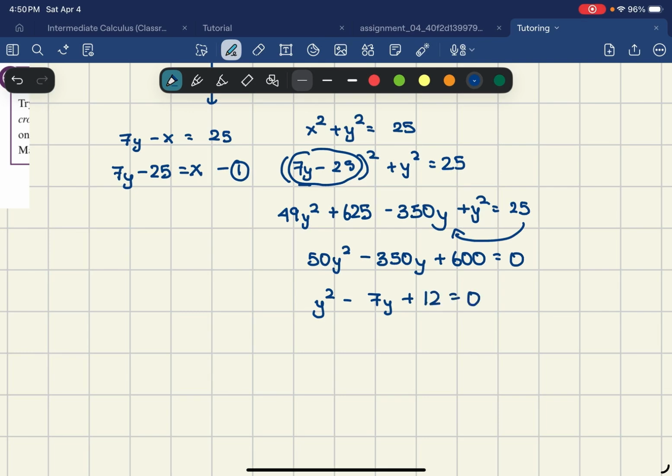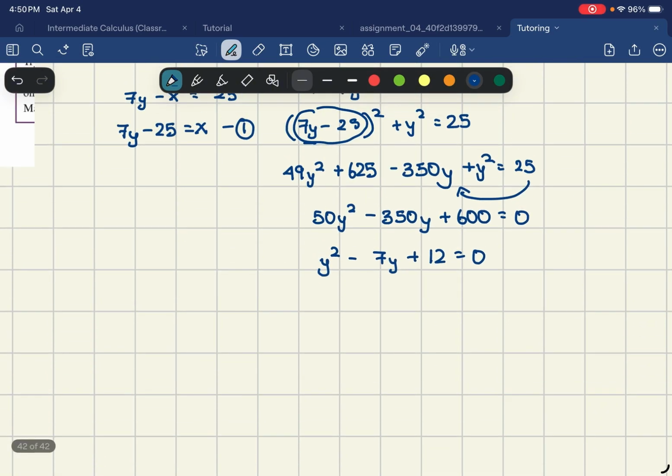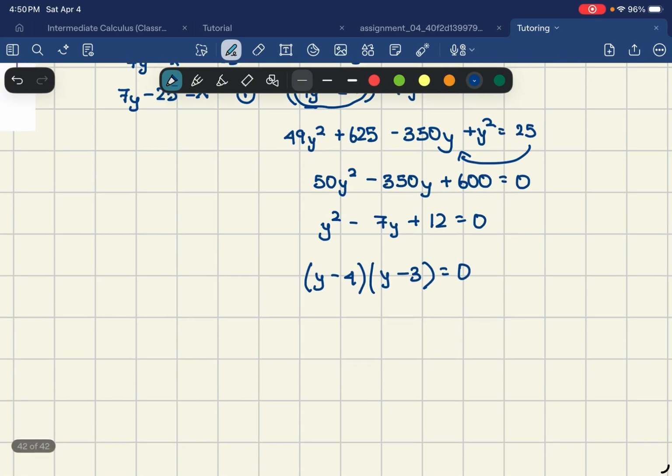I believe this should be your equation, right? So 350 divided by 50 is 7, 600 divided by 50 is 12, and you get this equation when you divide everything by 50. And now, I believe this is something that we can factor. So that should be y minus 4, y minus 3 equals to 0. So if you expand this out, you will actually see that you get this equation.